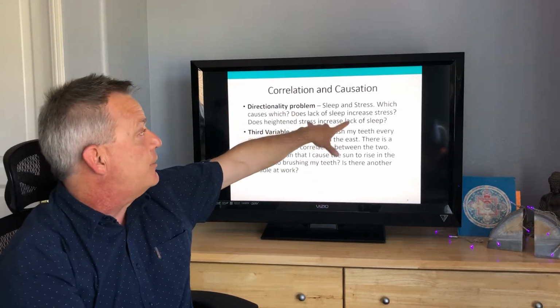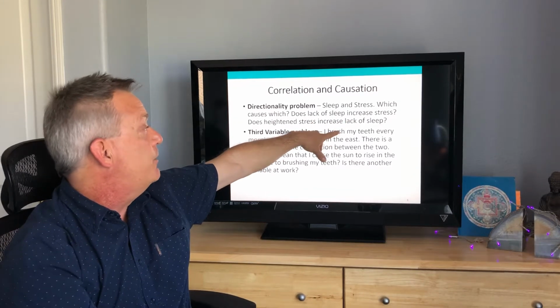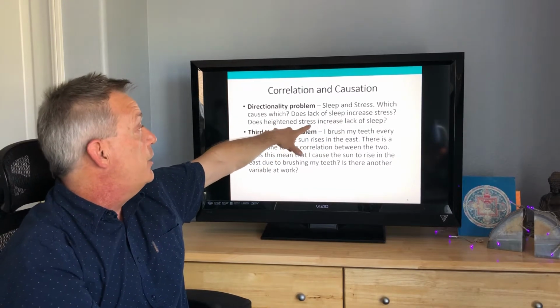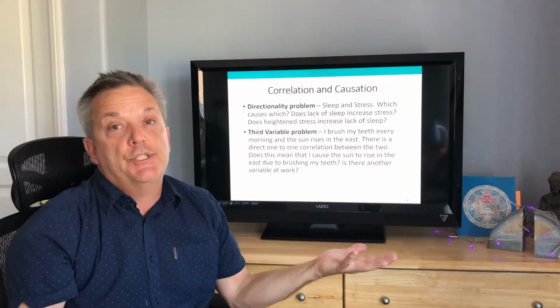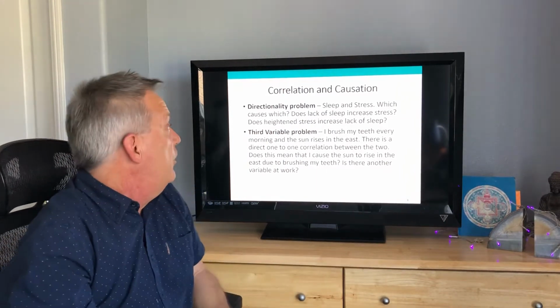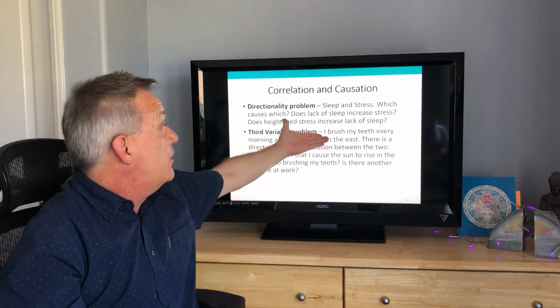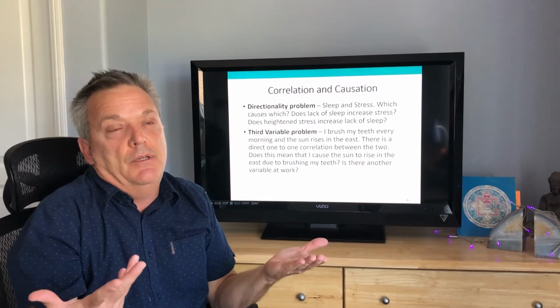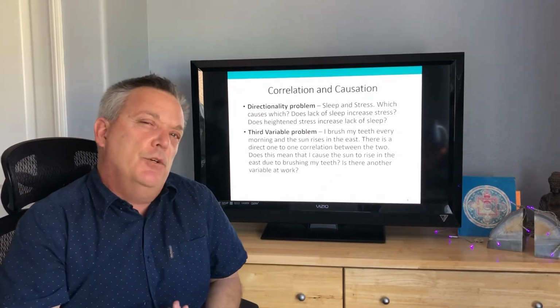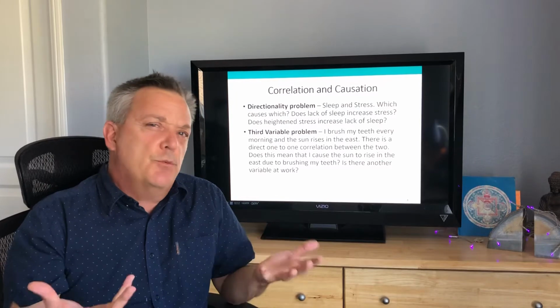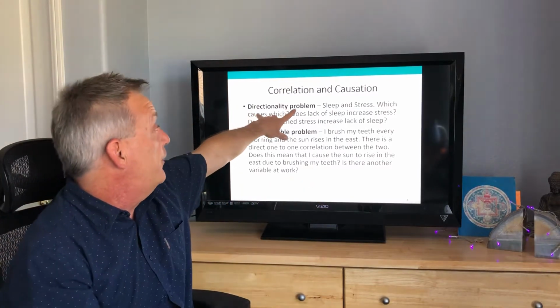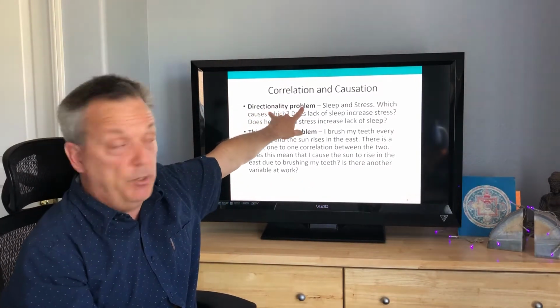I use the example of sleep and stress, or lack of sleep and stress. Which causes which? Does a lack of sleep increase stress? Well, yeah, it seems like it would, right? But does heightened stress increase lack of sleep? Yeah, it may also. So which one causes which? In a correlational study, we're not able to figure that out, and that's called the directionality problem.